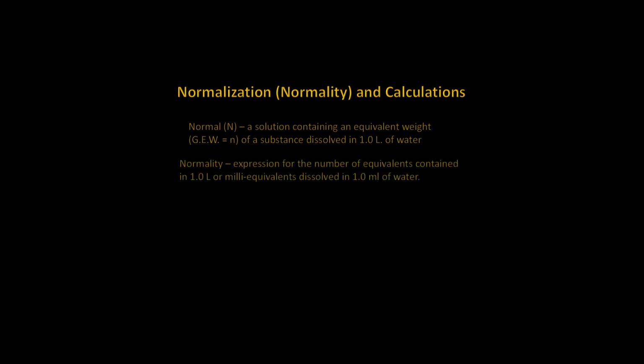The term normalization is the method of converting molarity to normality. The term normal is in reference to the concentration of a species in a solution. The capital N is the designation for normality. The definition of normal, that is, N, is a solution containing an equivalent weight, or GEW, of a substance contained in 1 liter of water. Now, the term is the expression for the number of equivalents contained in 1 liter, or milliequivalents dissolved in 1 milliliter of water.